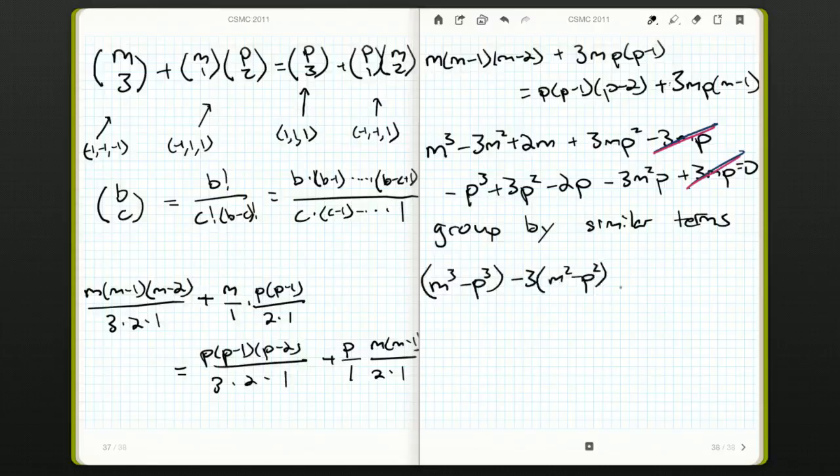Okay, and maybe some of you can see what we're doing right now. 2 times m minus p plus 3mp times m minus p equals 0. And you'll notice that each of these is going to have a factor of m minus p, so we can take out m minus p.